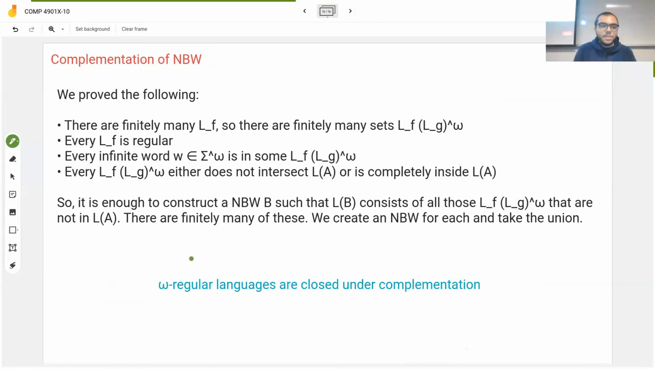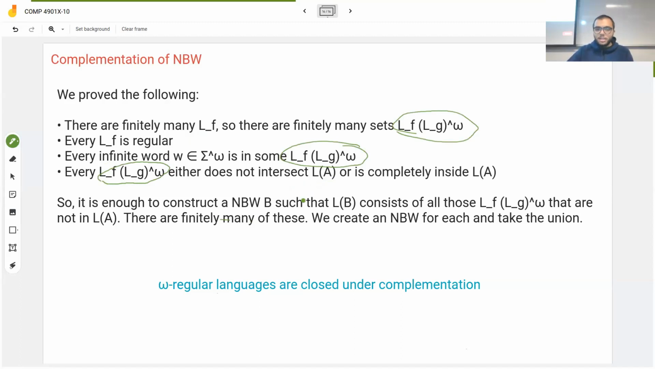Here are the things that we proved. We proved that there are finitely many equivalence classes LF. So this means that there are finitely many sets of this format, LF LG omega, because if I have n equivalence classes, here I can have at most n squared. Other than that, we proved that every LF is regular. And we also proved that every infinite word is in one of the sets that look like this. And each one of the sets that looks like this either does not intersect the language of my automaton or is completely inside the language of my automaton.